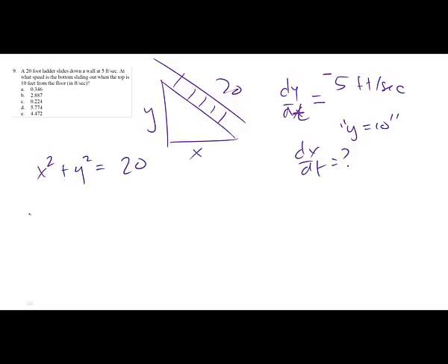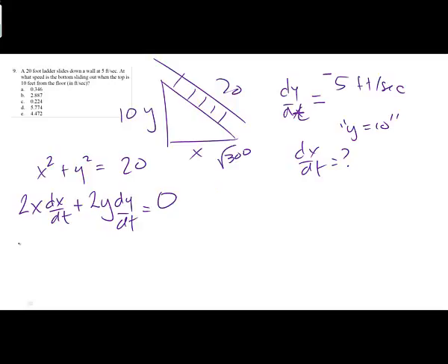What's the derivative of x squared with respect to time? 2x dx/dt plus 2y dy/dt equals 0. All right, I'm going to put x in. At that moment, what would I have to do for x? I'd have to do the Pythagorean Theorem, right? I'm going to tell you, in the interest of time, that it is the square root of 300.